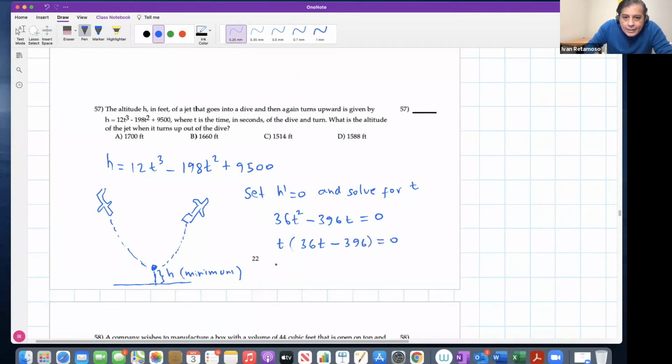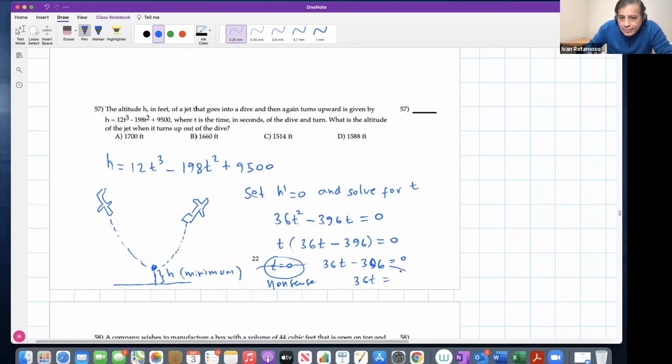Equals 0. Setting each factor equal to 0, clearly we see that this is a possible solution, but does not make sense, right? Does not make sense that t equals 0. At time 0, no, not a good solution, right? But this one, this little equation, nonsense. So we ignore this, right? This one may lead to something good.